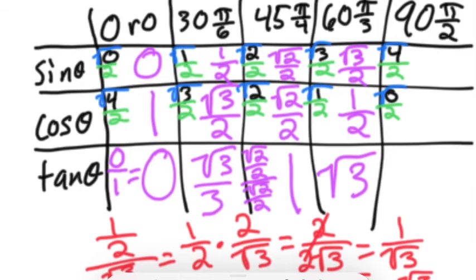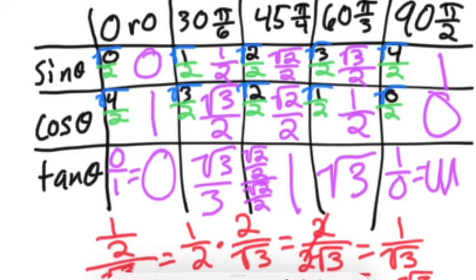So sine of 90, you have the square root of 4, that gives you 2. 2 divided by 2 is 1. The square root of 0 is 0. 0 divided by any number is 0. And tangent of 90 is 1 over 0, which is undefined.